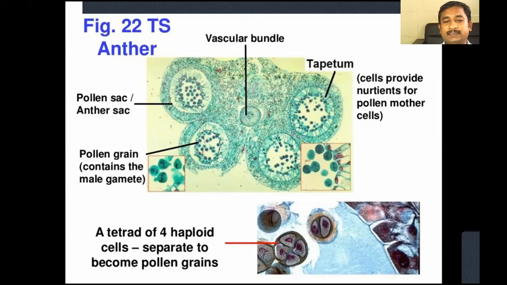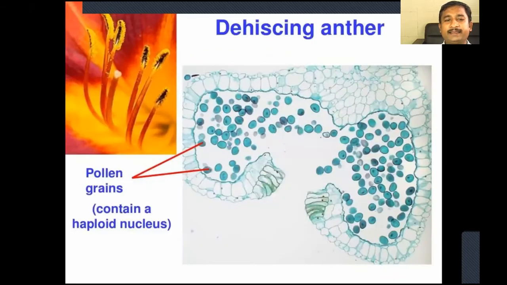And coming to the anther, these are the pollen grains, and these pollen grains contain a haploid nucleus. Here we are using the technical term haploid. Haploid is the status that indicates the chromosome numbers. If the chromosome number is 28 in the diploid, 2n is 28, and in haploid, n is equal to 14. Just simply understand: haploid is the n, meaning n chromosomes.